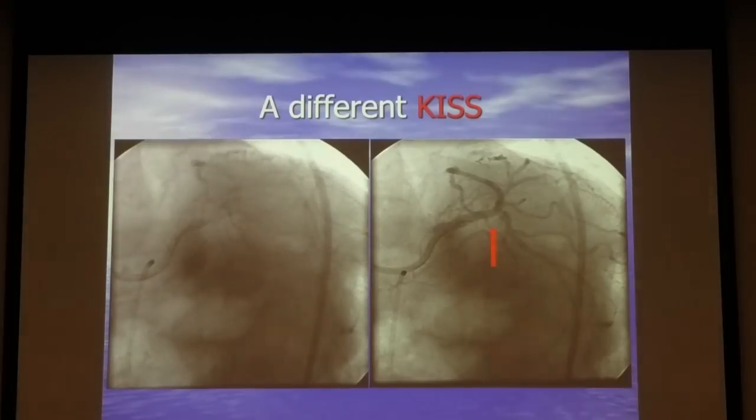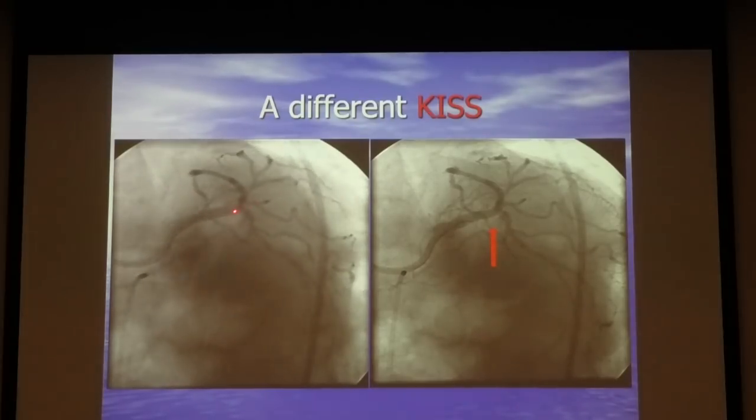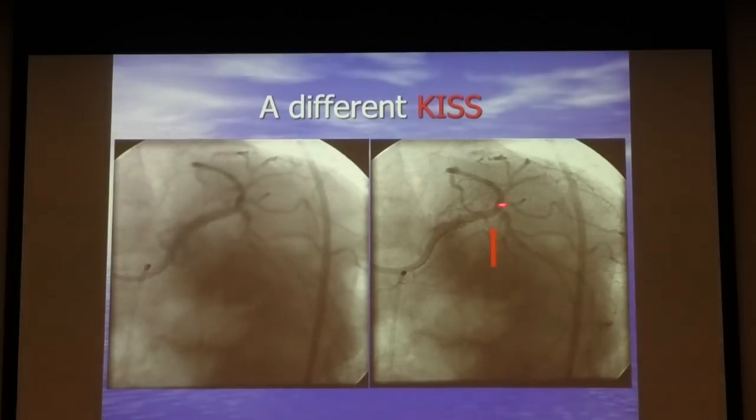In those days we didn't have drug-eluting stents, 20 years ago. I just implanted a short stent into the carina. I didn't go into the LAD or the circumflex. And inflated for 3 minutes and I went out. Excellent results.